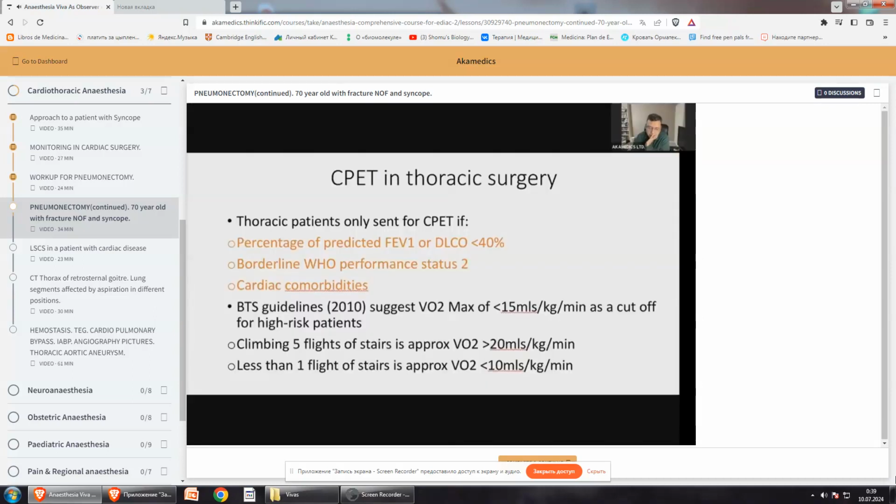Let me hide. So one flight of stairs is less than 10. Now you can work out from a flight of stairs how many METs it's equivalent to, and then work out what the VO2 will be. Whether it's 5 METs or 6 METs, you work out. I can't remember off the top of my head, but based on the flight of stairs calculation, you can determine that.